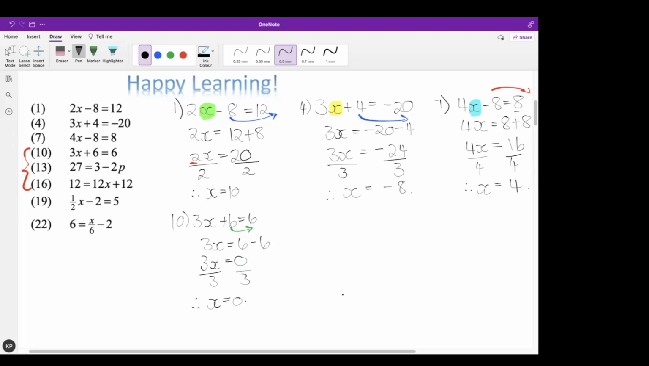Anyone have an answer for 13 yet? I'm going to just rewrite the question here. 27 is equal to 3 minus 2p. Okay, Buhlale has an answer for us.